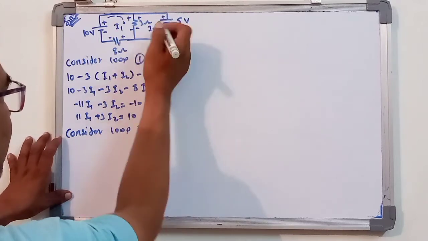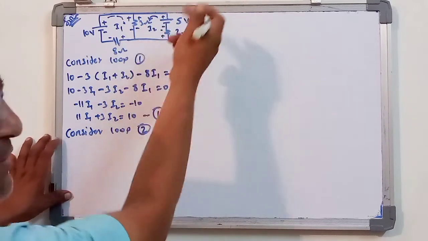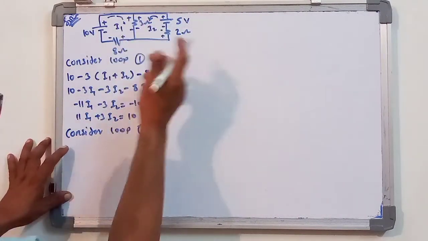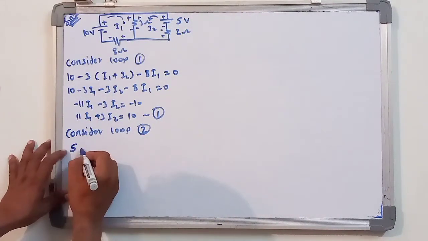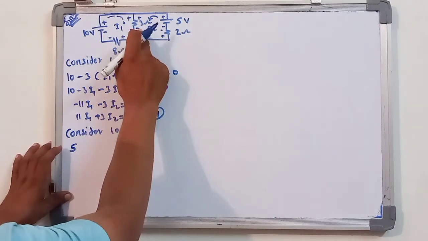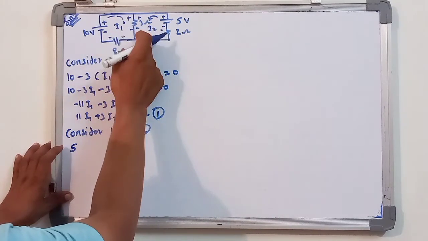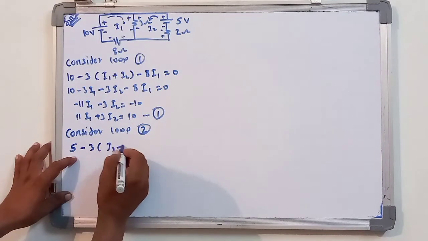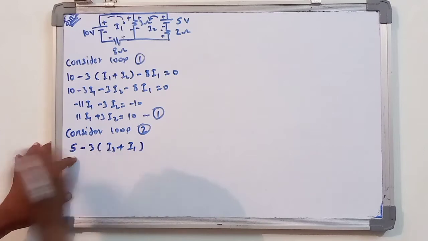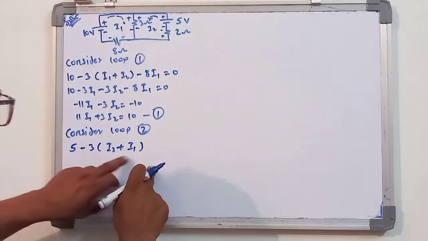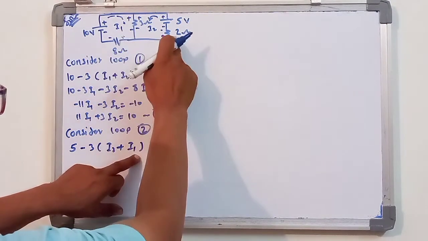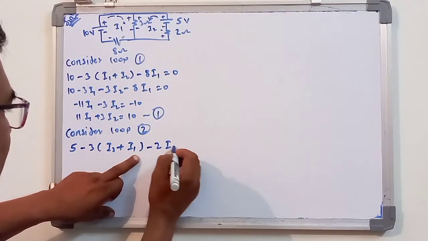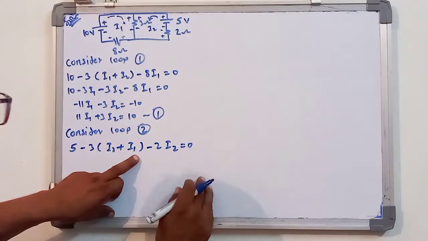So again we will go by this particular loop. We will go the simplest way. Why go the hard way? Only from this, the simplest way, that is 5. Then this resistor, both the current is going to flow through this resistor, and that's why we have marked -3 (I2 plus I1). Then comes the third resistor, that is -2 I2 is equal to 0.